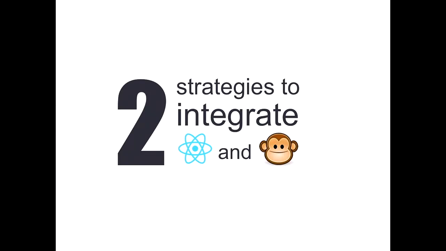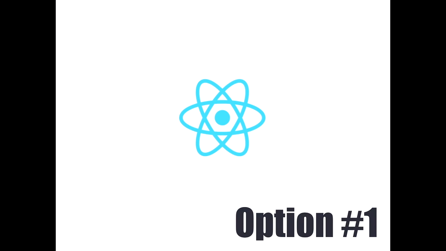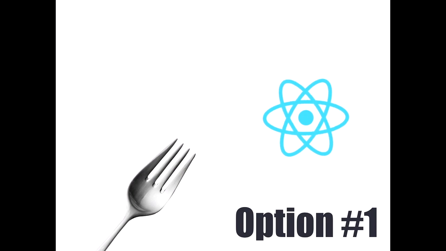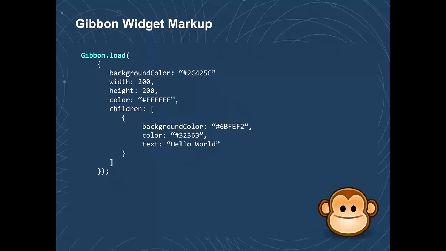So we could think of 2 strategies to integrate React and Gibbon. The first was, and it's kind of a hammer, but it works, fork. Right? So we took a look at it. We forked React, right? Poor guy. So we wanted to figure out the quickest way to do it.